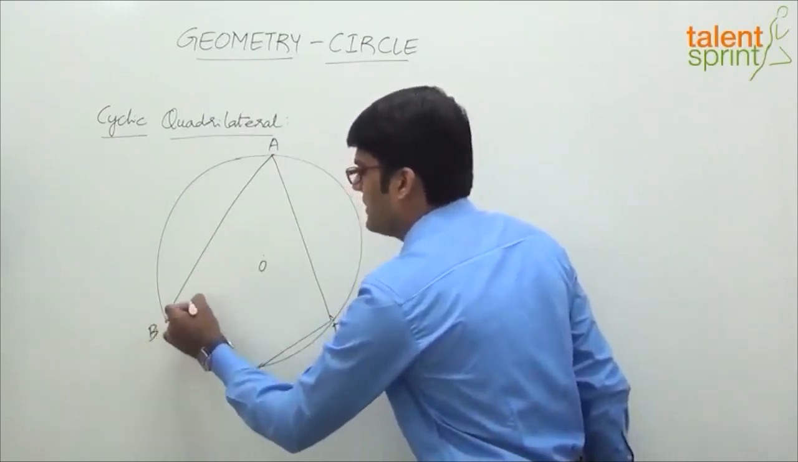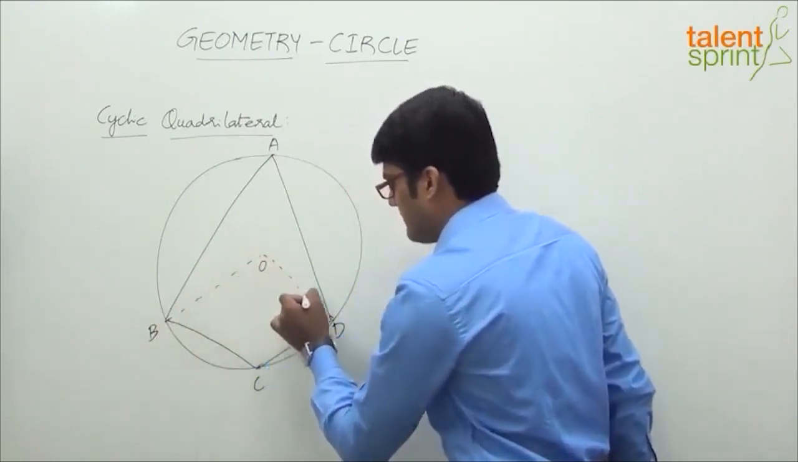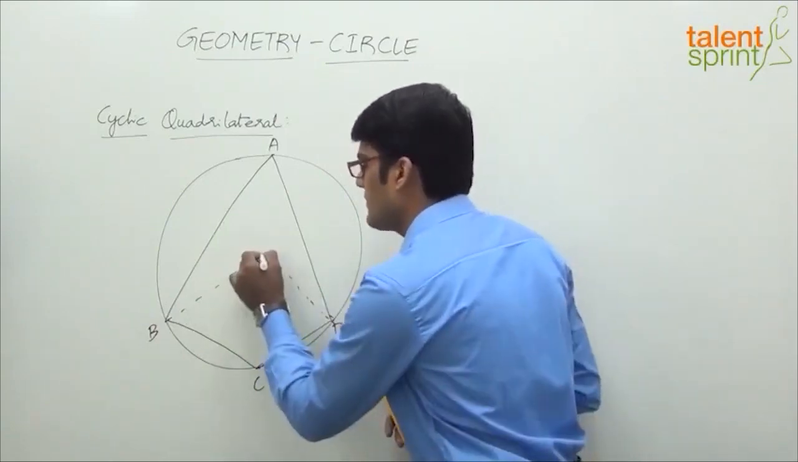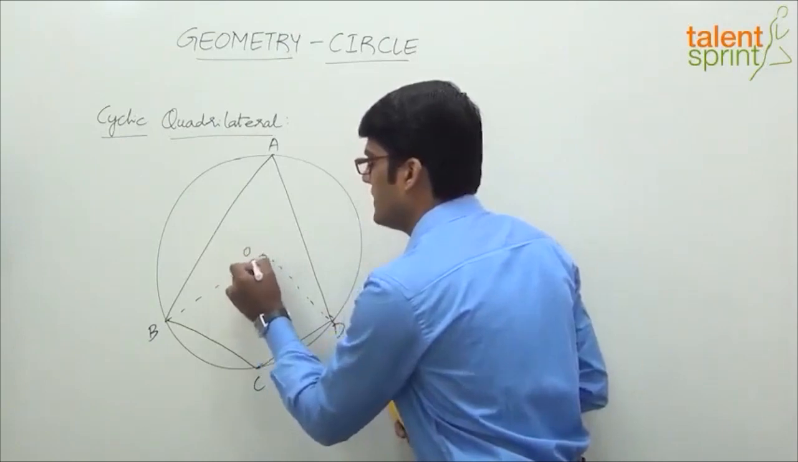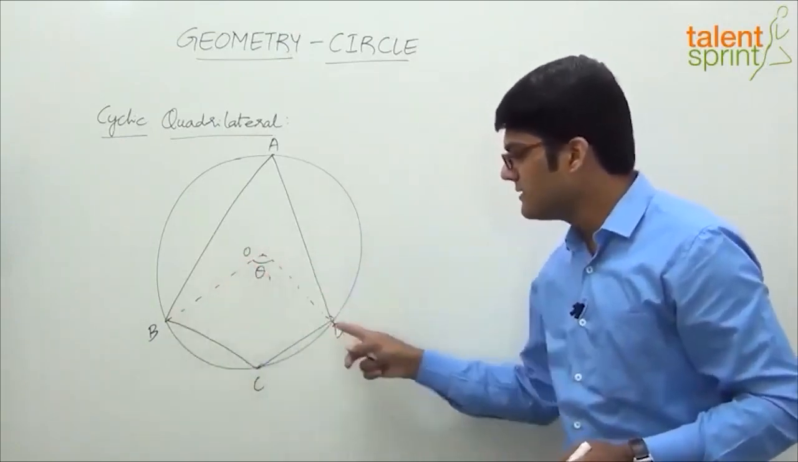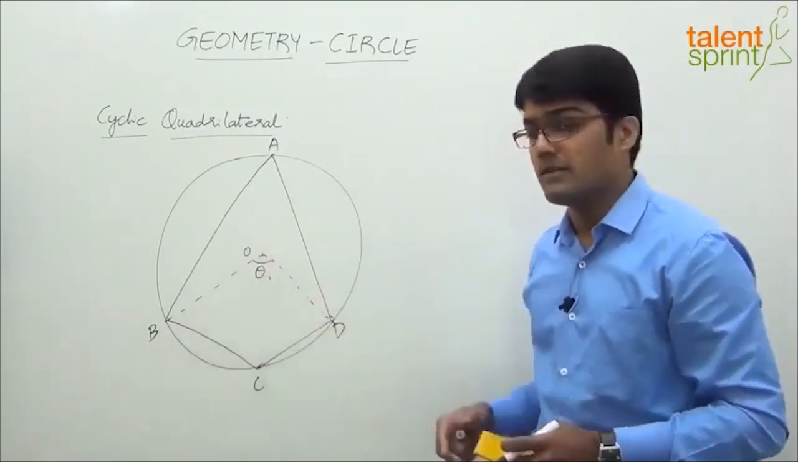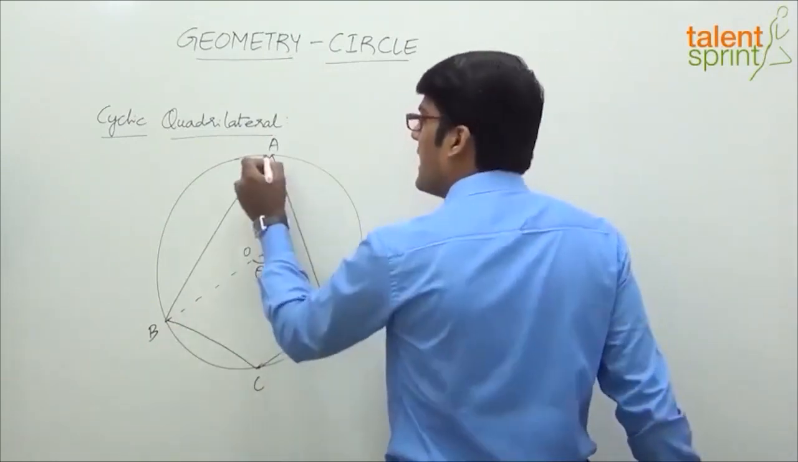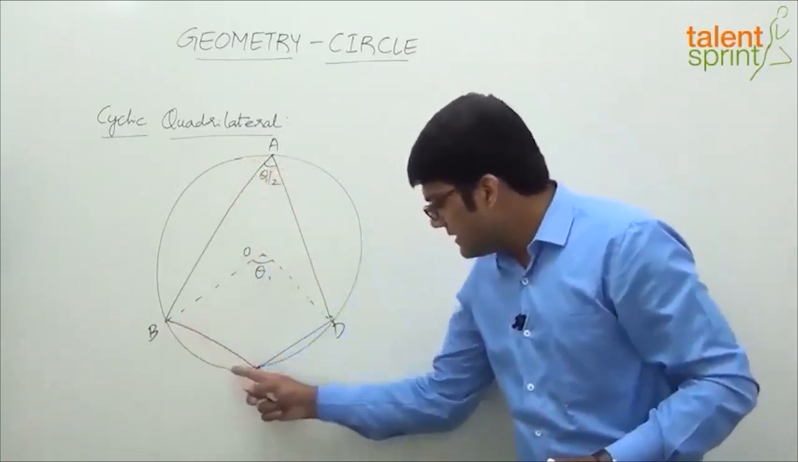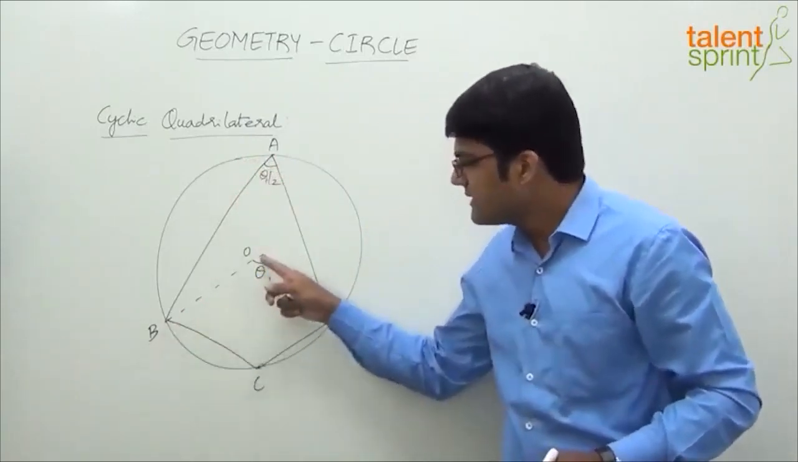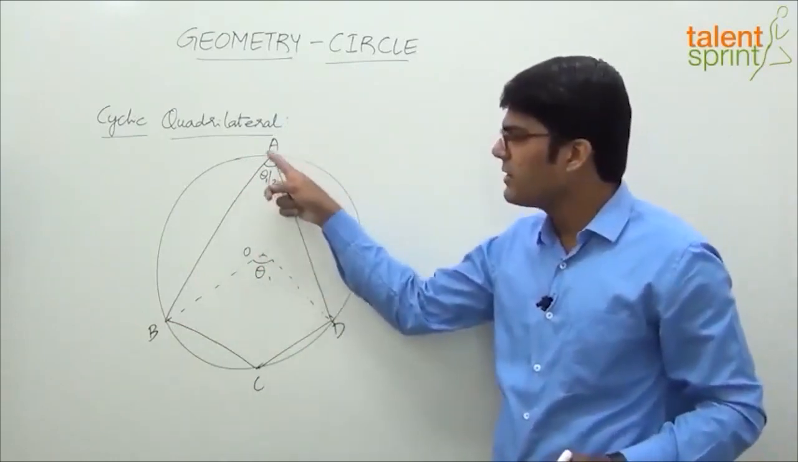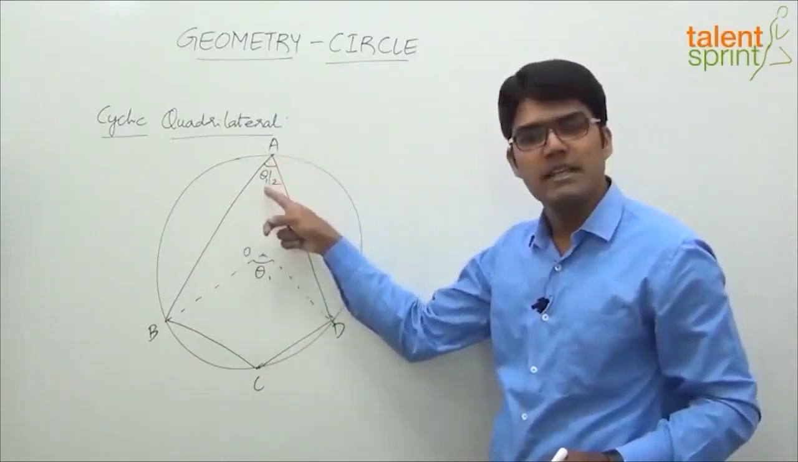So I'll just try to draw this. This is center O, right? The angle subtended here is theta 1. The angle subtended by the arc BD at the center is theta 1. Now we know that if this is theta 1, angle A will be theta 1 by 2, because for the minor arc BD, the center is this O, and for any point on the alternate arc, the major arc, the angle made will be theta 1 by 2.